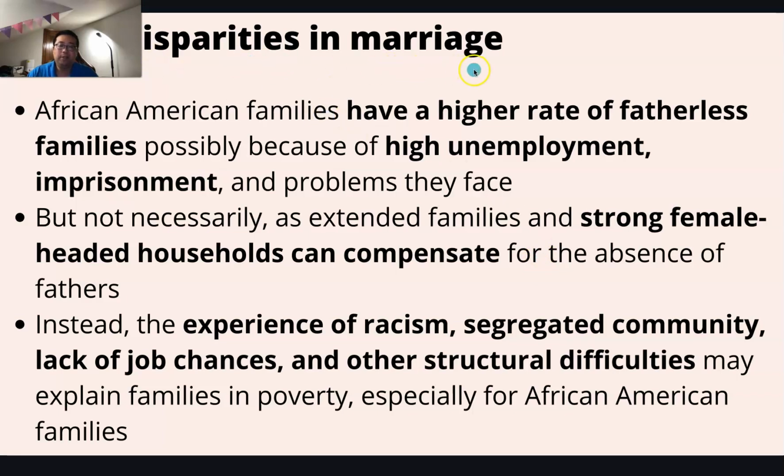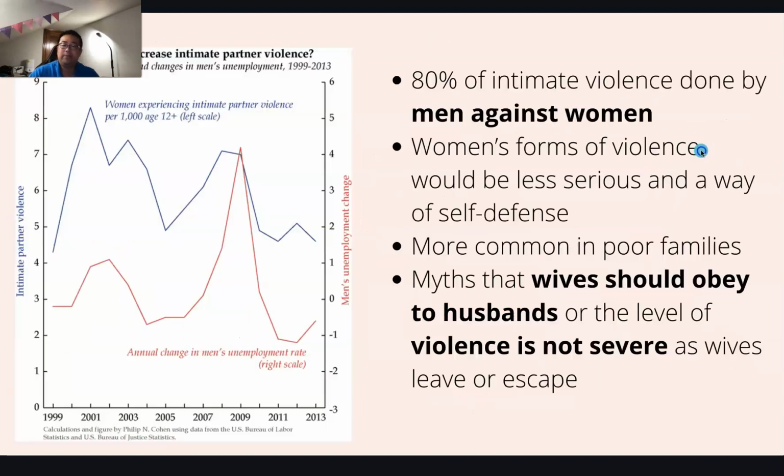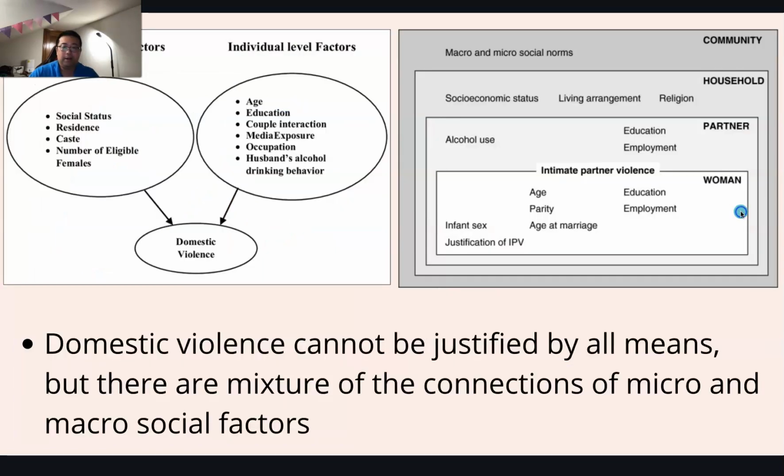And the racial disparities in marriage. As you could see in the previous graph, African Americans and people of color are more likely to divorce and more likely to cohabit instead of forming formal marriages. And on domestic violence issues, there are high levels of domestic violence among the less educated, but it is most common in poor families. The myth is that wives should obey husbands, and that violence is not severe as wives leave the space. All these are big problems.